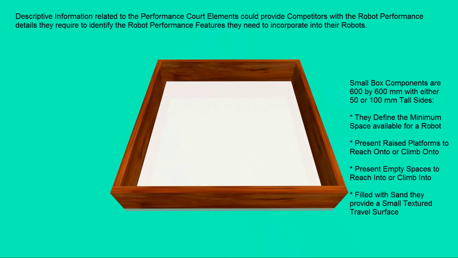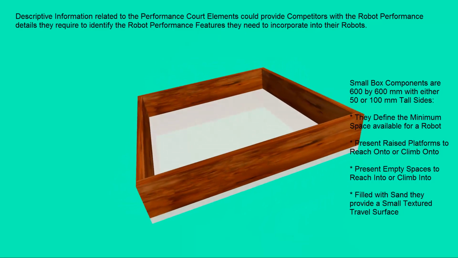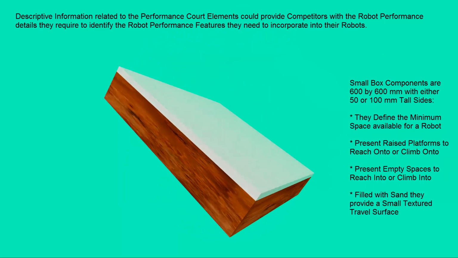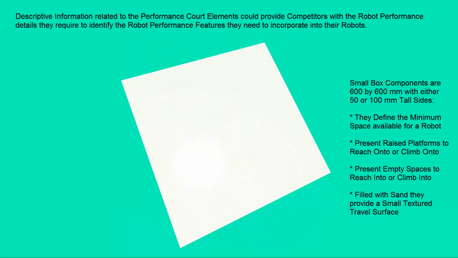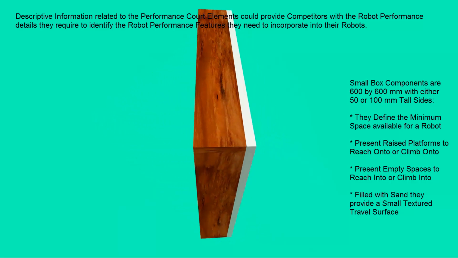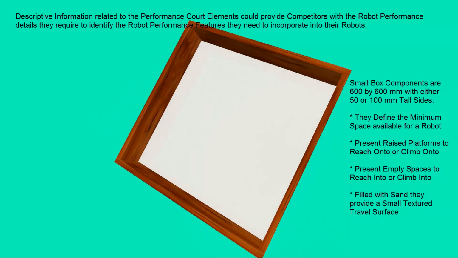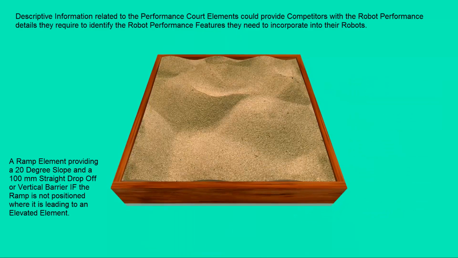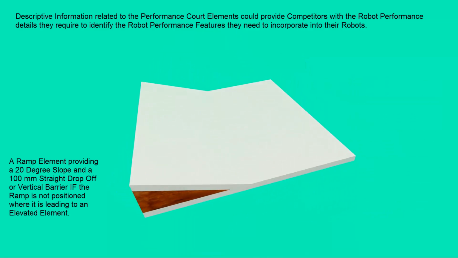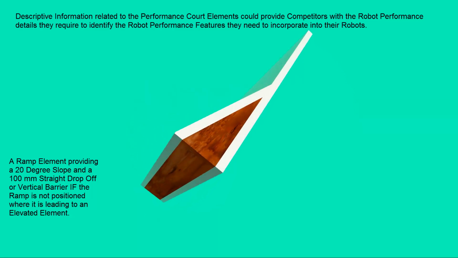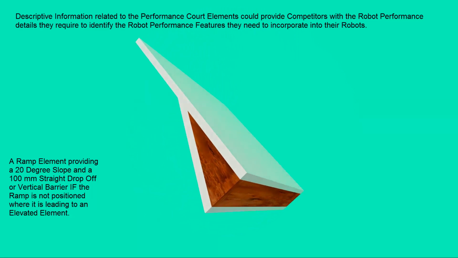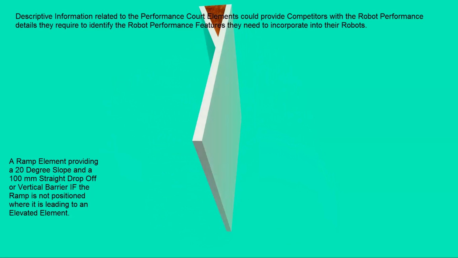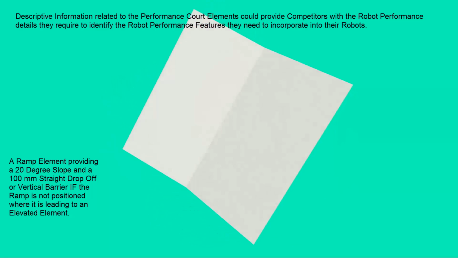Present raised platforms to reach onto or climb onto. Present empty spaces to reach into or climb into. Filled with sand, they provide a small textured travel surface. A ramp element providing a 20-degree slope and a 100 millimeter straight drop-off or vertical barrier if the ramp is not positioned where it is leading to an elevated element.